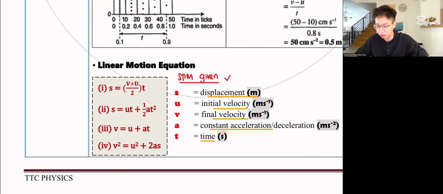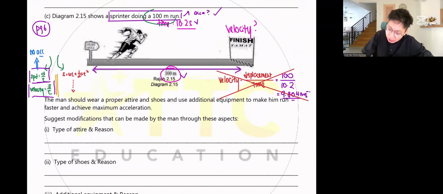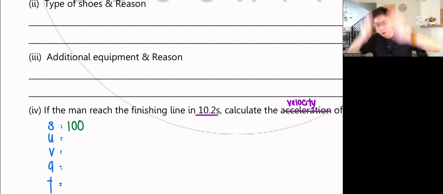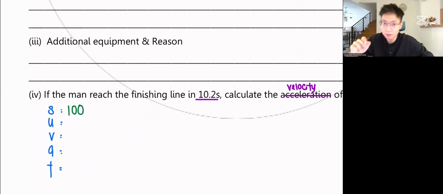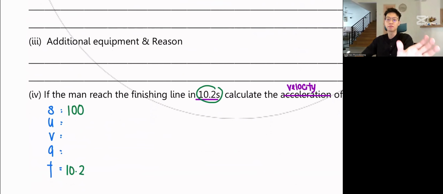Okay, so let's go back to the racing guy. When we look at this question, we try to pick out the information we have first. Now we know this is a 100-meter run, meaning the displacement run by this guy is 100 meters. And if he takes 10.2 seconds to finish, the total time taken will be 10.2. So you see, I shift all my information and fill this in.